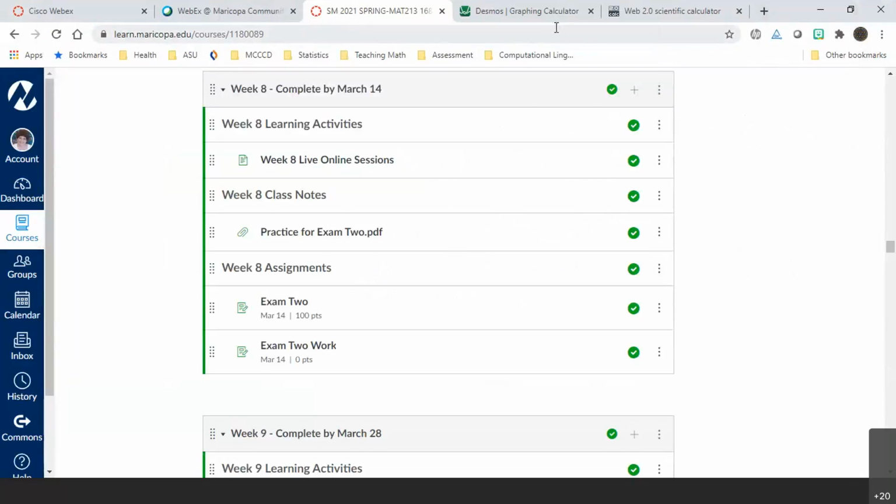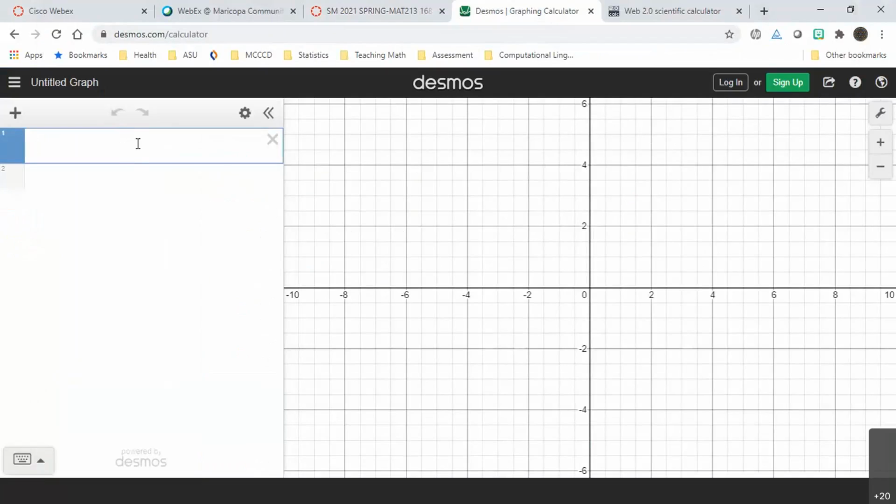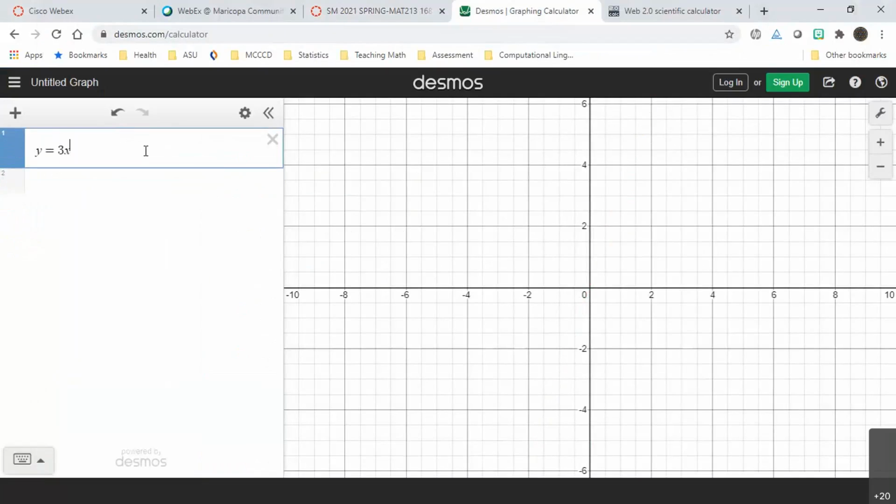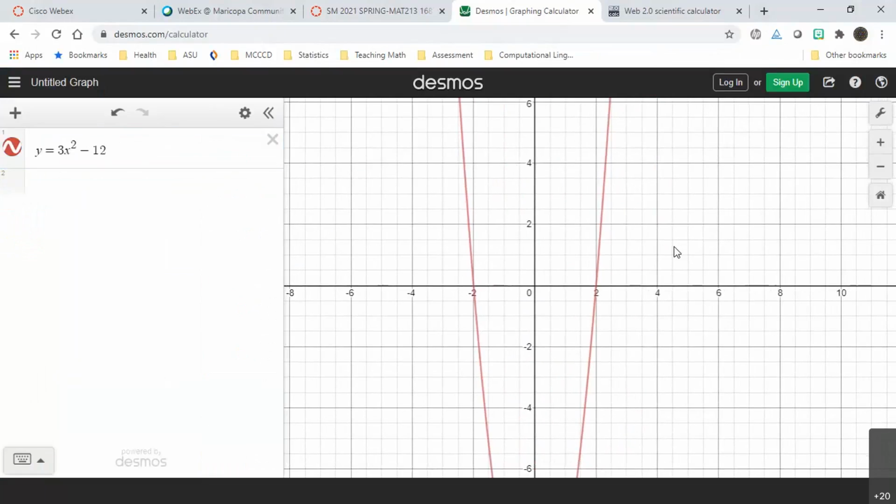I'm sharing my browser, so you should be able to see Desmos. I'm going to graph that derivative, and I'm going to call it x instead of t. So here's the derivative. I know a lot of folks haven't looked at quadratic inequalities, but take a look at this graph. This is a graph of the derivative.